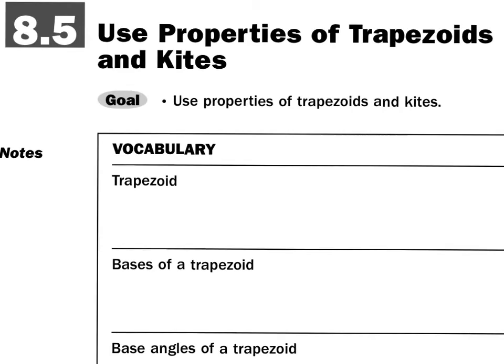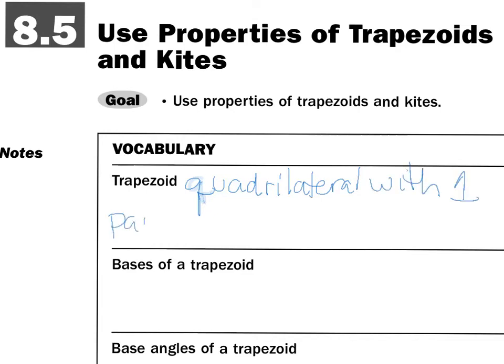8.5. Use properties of trapezoids and kites. Vocabulary. Trapezoid. A trapezoid is a quadrilateral with one pair of parallel sides.